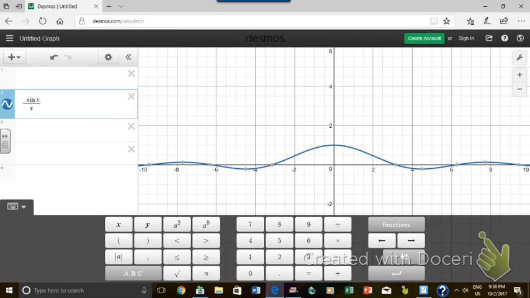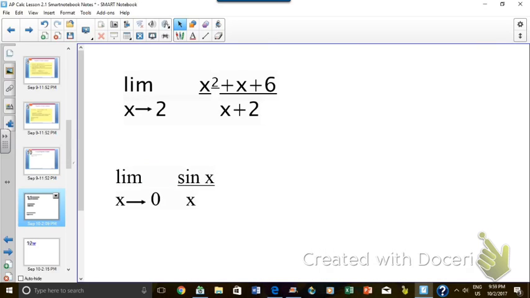We can see that the sine of x over x is going to approach a limit of 1 as we approach from the left, and a limit of 1 as we approach from the right. So our limit is going to be equal to 1.